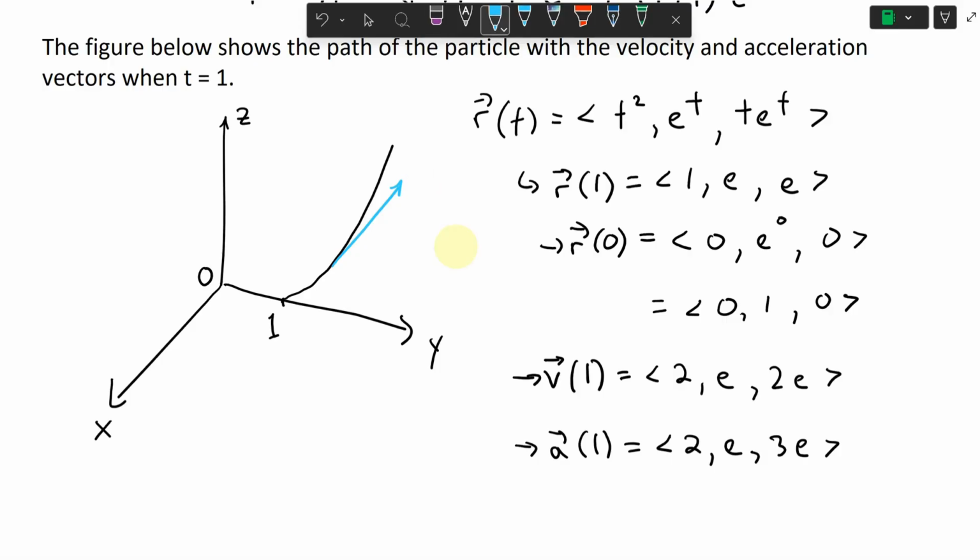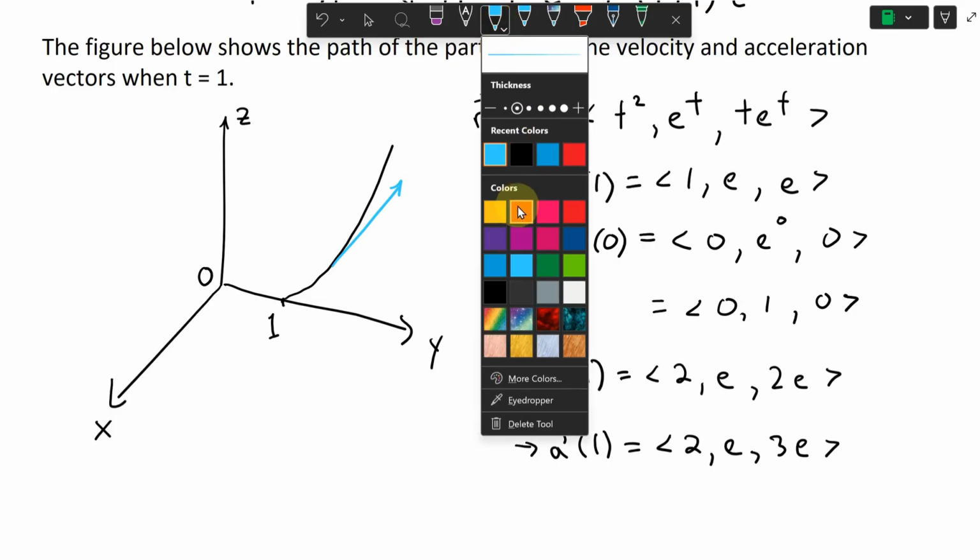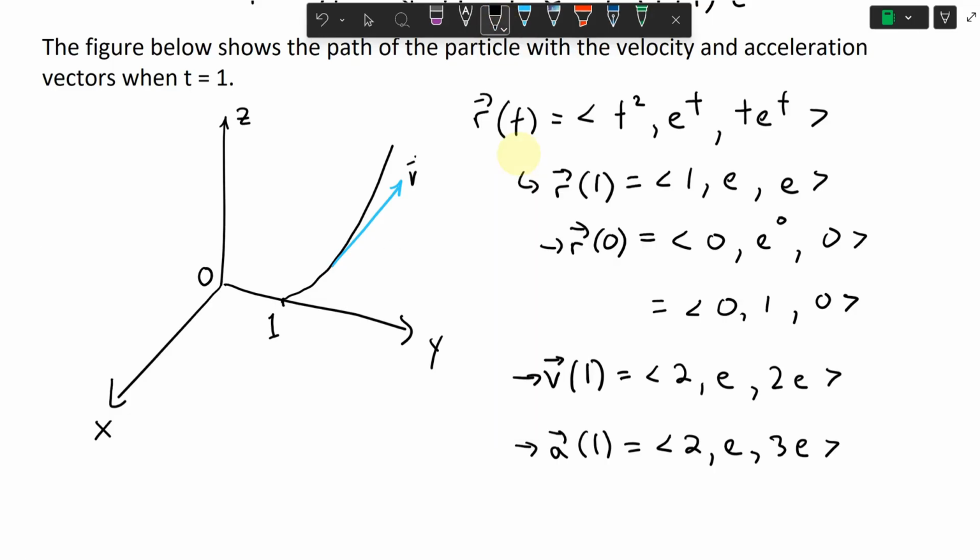Put it here like this. Actually, I'll just keep it like that, and then I'll draw it in black after. So I'll draw this right here. This is going to be v of 1. Yeah, the calculus book just does that.